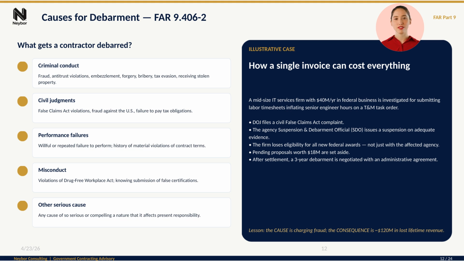After the case settles, the firm negotiates a 3-year debarment and administrative agreement. The cause was a single pattern of billing fraud. The consequence is easily $120 million in lost lifetime revenue. That's why integrity controls aren't optional.